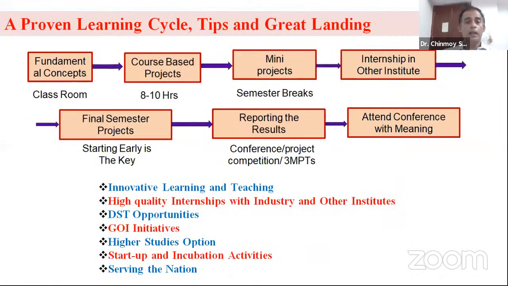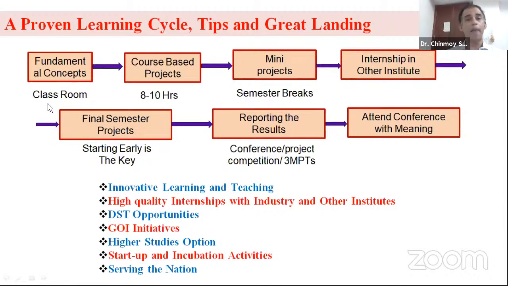So with this, I come to the conclusion of my talk, and I just wanted to tell you about a proven learning cycle. Ultimately, the motto of this particular workshop is to give you new directions on how you can take your career with proper focus to get either a job or a higher education or think of some other out-of-the-box things. So whatever you do, the fundamentals need to be very, very clear.